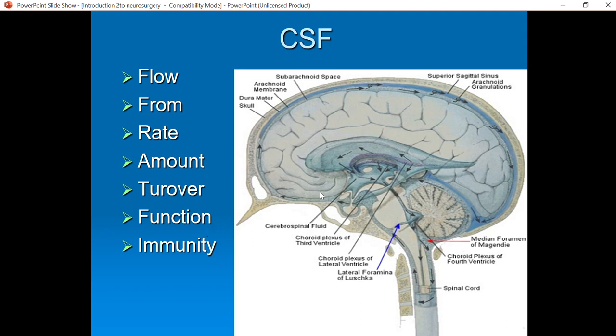This is important to show you that the risk of meningitis or cerebritis is high when there is skull base fracture with rhinorrhea or otorrhea.